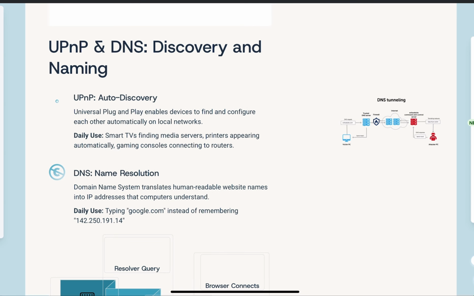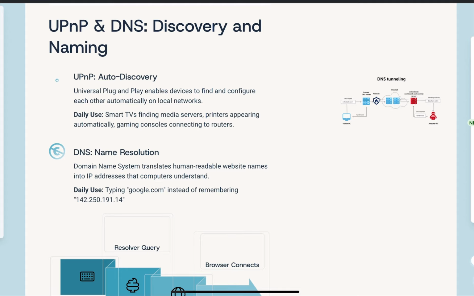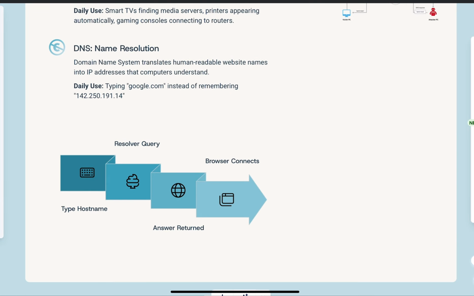The DNS is just for naming. It's the Domain Name System that translates human-readable website names, so let's say google.com or myhome.com, or anything that has to do with a web page. Because the web page name is just a string which the computer might not understand, the DNS translates that into an IP address, an address that can be understood by the computer. So that's the work of the DNS.